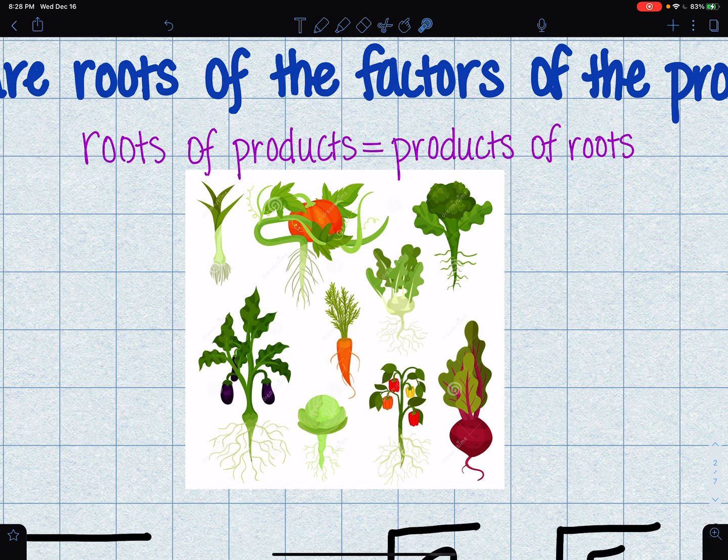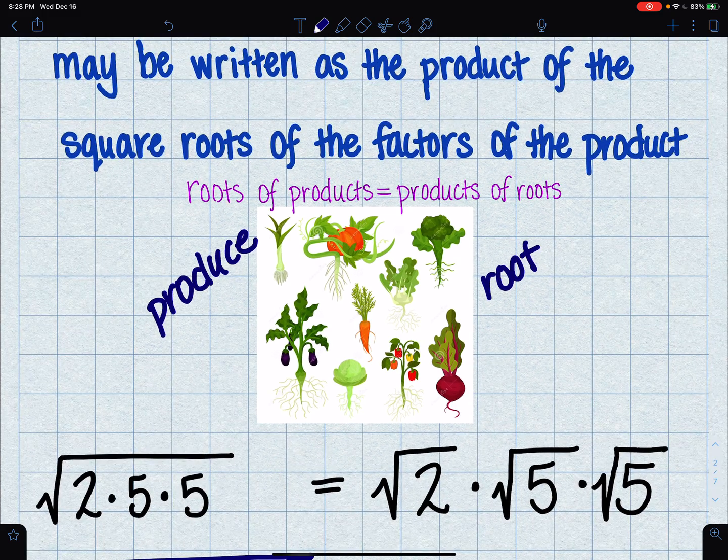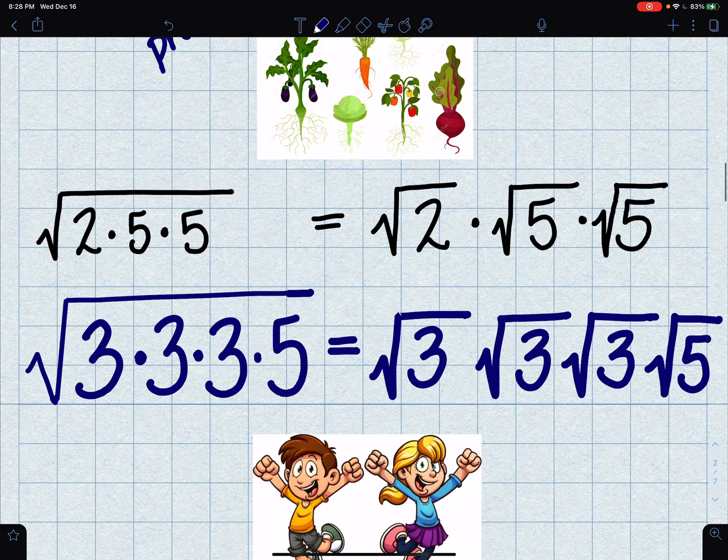And I put some produce here, because it's kind of like products. And they happen to all be root vegetables where you eat the roots. So the roots of products is equal to the products of the roots. The roots of the produce is the produce of the roots. I know, it's catchy, right? You're going to remember it, I'll tell you that.